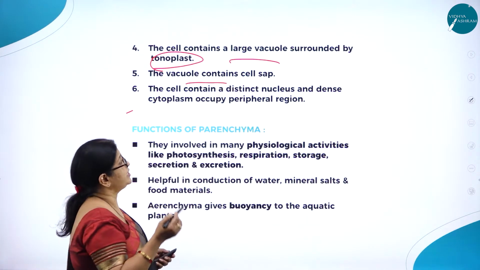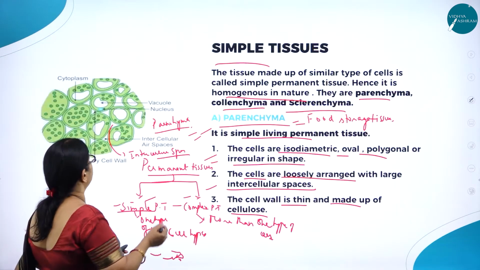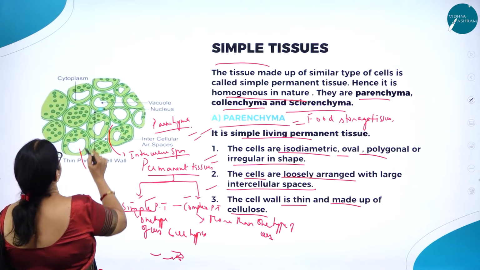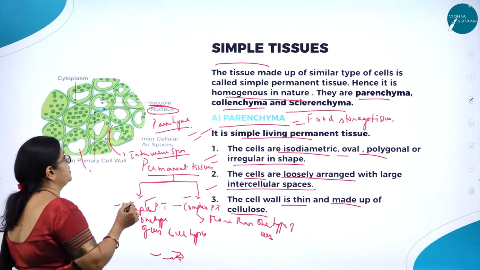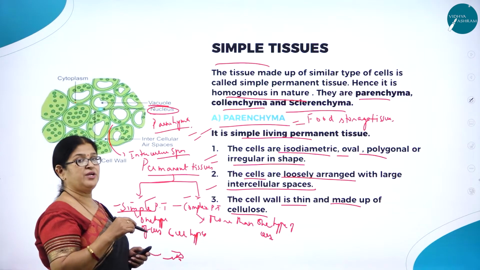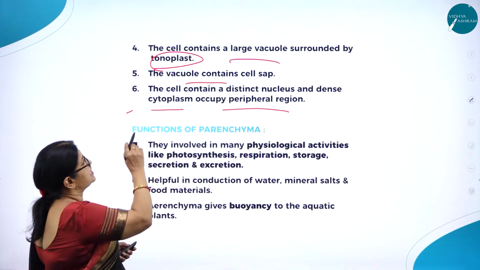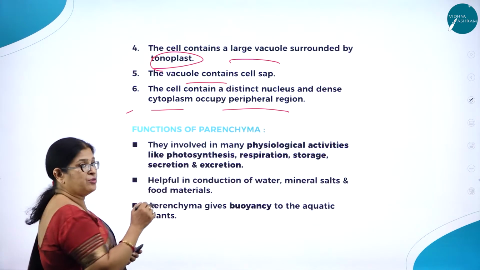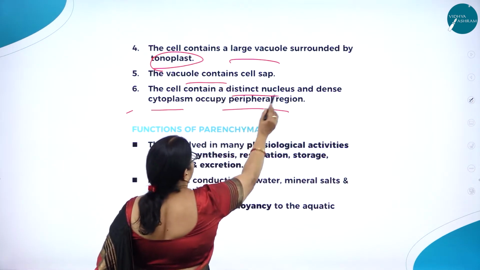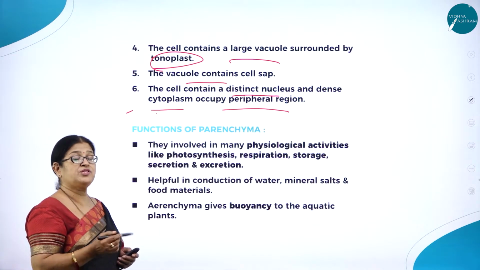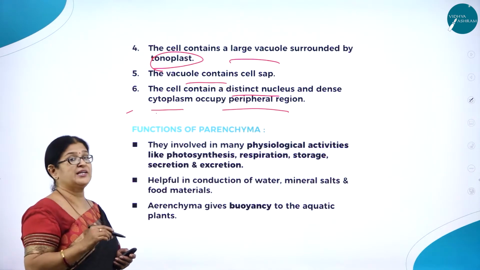And the cell contains what? A distinct nucleus and dense cytoplasm occupying the peripheral region. So you can see here, vacuole is present. So this is vacuole. Here you can see the nucleus and even the cytoplasm. So, the large vacuole, dense cytoplasm, and a nucleus. So what are the other features? The cell contains a large vacuole surrounded by tonoplast, and the vacuole contains cell sap, and the cell contains a distinct, prominent nucleus and dense cytoplasm which occupies the peripheral region, not the center. There it was centrally located.